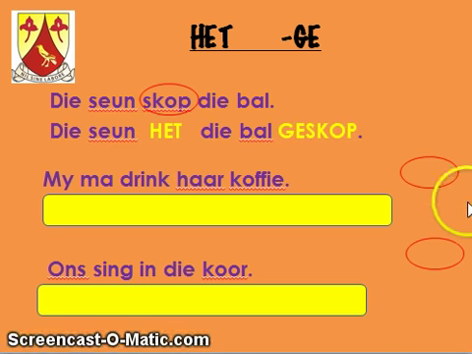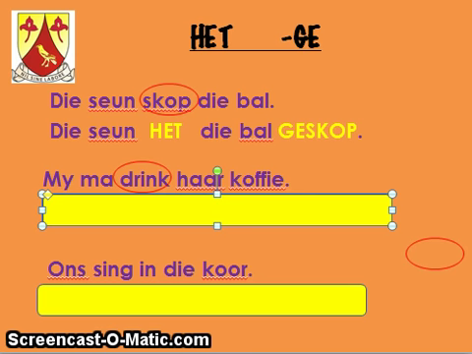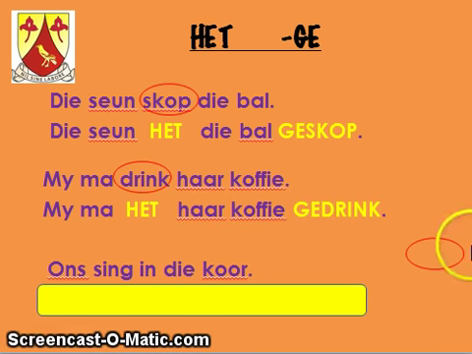What about the next one? My ma drink haar koffie. What's the verb? Drink. That's what she's doing. And we're going to put het in its place. We're going to take the drink, put it at the end, add a ge. So it becomes, my ma het haar koffie gedrink.